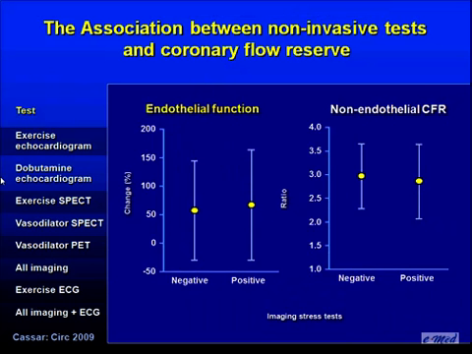Moreover, when we look at the relationship between non-invasive tests and the presence of coronary flow reserve abnormalities and endothelial dysfunction, there is no correlation. So if you have a patient with chest pain or ischemia, and you want to check with a non-invasive test, it's very difficult to detect them with the tests that we have now.